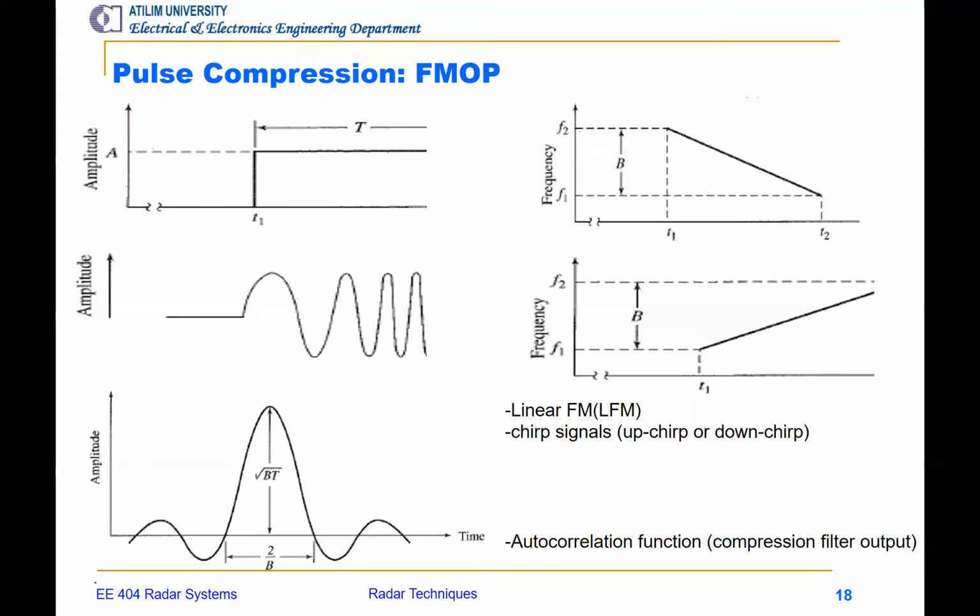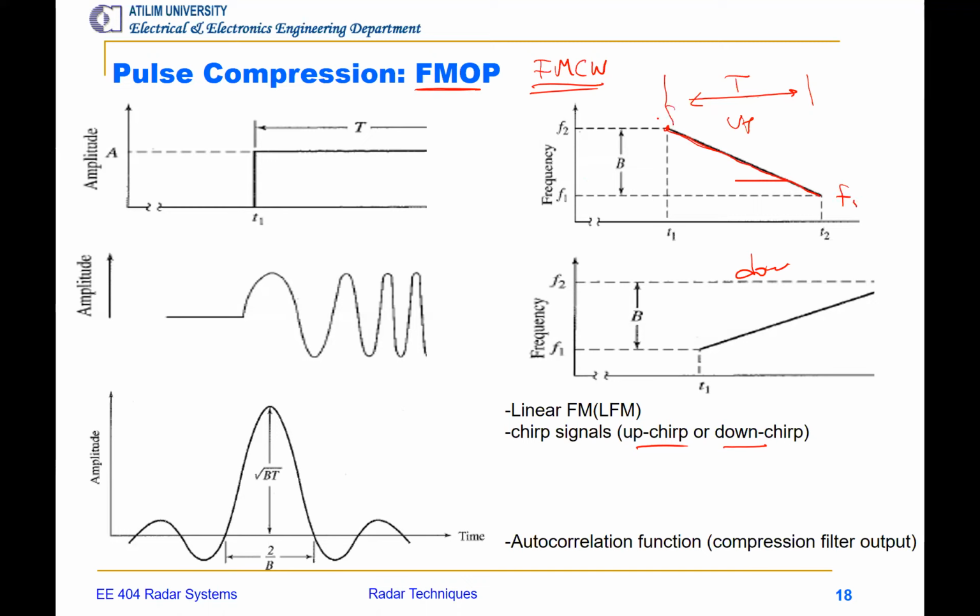Here are several illustrations regarding the FMOP, frequency modulation on pulse. Actually, you have already studied this as FMCW radar. That's a chirp signal, simply up chirp or down chirp. Here is up chirp, here is down chirp. The frequency of the pulse, let's take this as the long pulse we are talking about, starts from F2 and then decays linearly down to F1.